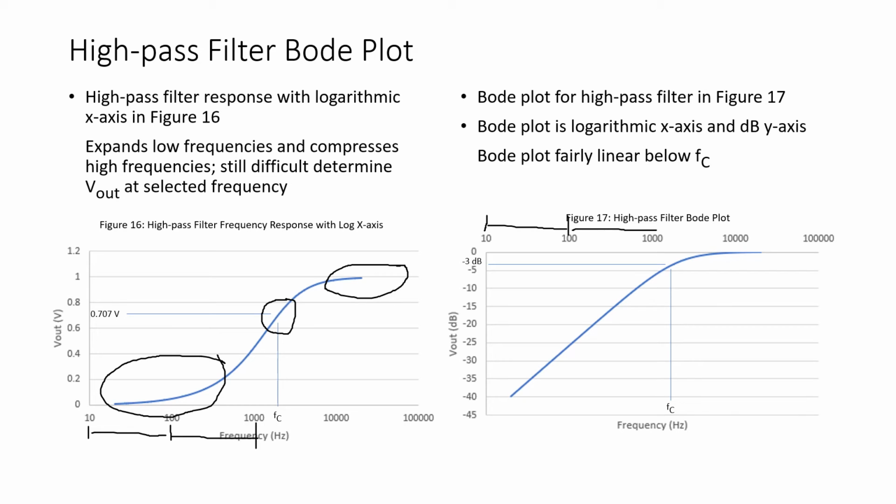Again, the space from 10 to 100 is the same as the space or distance from 100 to 1000, but the y-axis is plotted in decibels. And again, note with this Bode plot, the linearity of the curve at frequencies below the cutoff frequency. So the reason we use the Bode plot, again, with the x-axis, it expands the low frequency values and compresses the high frequency values, and plotting the y-axis in decibels gives us a very linear graphical response of the filter.